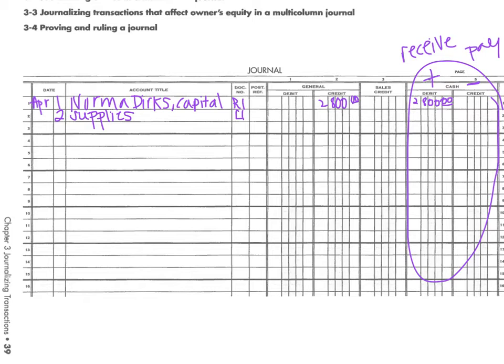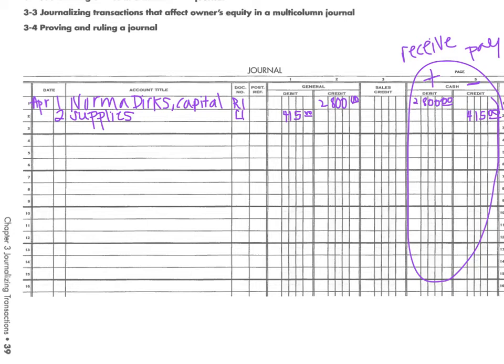And I always like to start off with cash just because it's the easiest to remember. If we paid cash, that means my cash decreased. So I would have to credit cash for $415. And then my supplies would be going up, and supplies are an asset, so I would debit supplies for $415. We've got one debit, one credit, so we're good to go. All right, now let's skip to the next page.